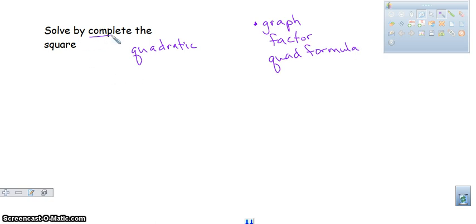And when we start talking about conics, which we're going to be talking about very, very soon, to put them in standard form, you have to use this completing the square process. So today we're just going to practice completing the square.